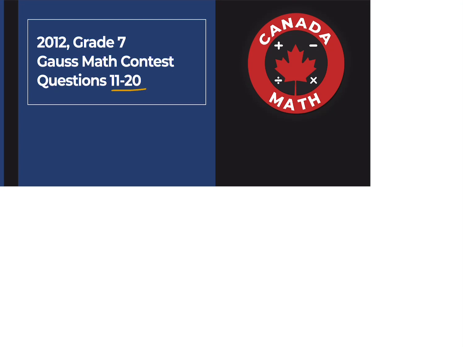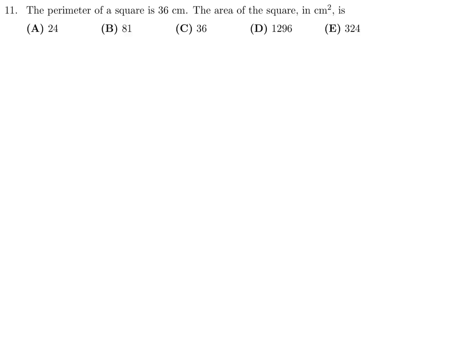Questions 11 through 20 on the 2012 Grade 7 Gauss Math Contest. The perimeter of a square is 36. The area of the square is.